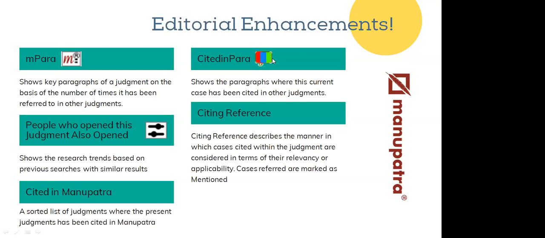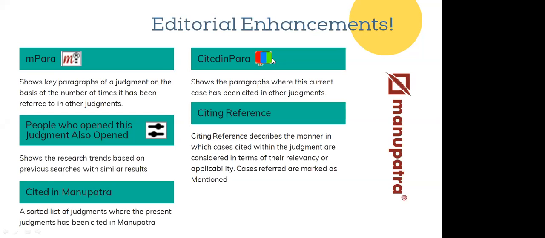Next is Citing Reference. We provide you a chart of all the judgments that have been referred to in the current case. Not just that, we also tell you which judgment was ascertained, which was dissented, which was affirmed, and which was just discussed. Everything about a particular judgment, you can find in these features without having to go through hundreds and thousands of pages, making your legal research simpler, faster, and better in all aspects.